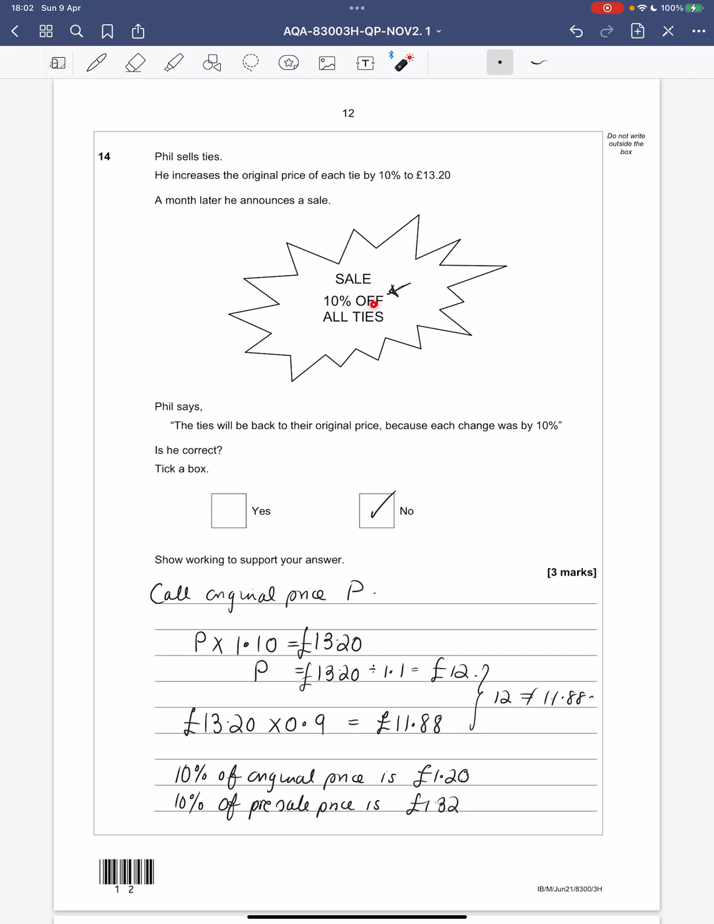Now when he does the new sale, he goes 10% off all ties. So that means it's multiplying the price as it was at that time, £13.20 times 0.9. And that comes up as £11.88. So they're not the same. 10% of the original price is £1.20, because it goes from 12 to 13.20. 10% of the pre-sale price is £1.32. So they're not going to be the same.